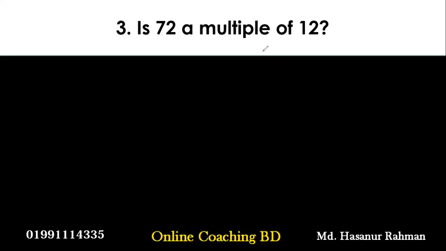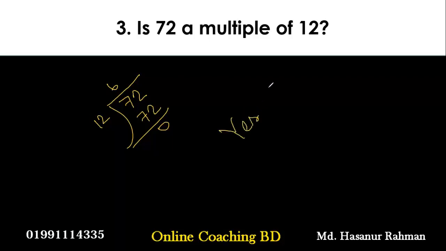Now, number 3. To solve this problem, we have to divide 72 by 12. If we can divide 72 by 12, then we can say 72 is a multiple of 12. 72 divided by 12. We know that 6 times 12 is 72. That means 72 is divisible by 12. So we can say yes, 72 is a multiple of 12.